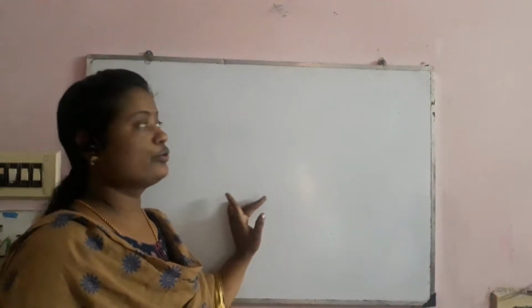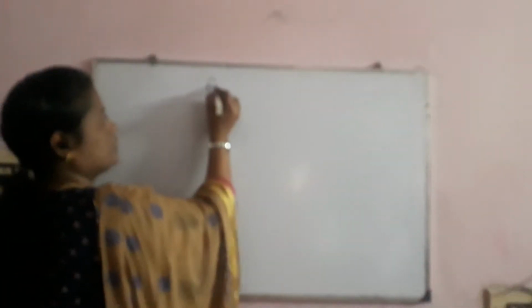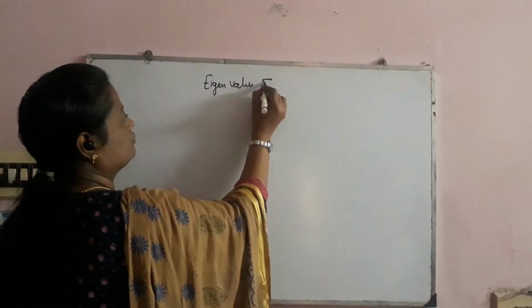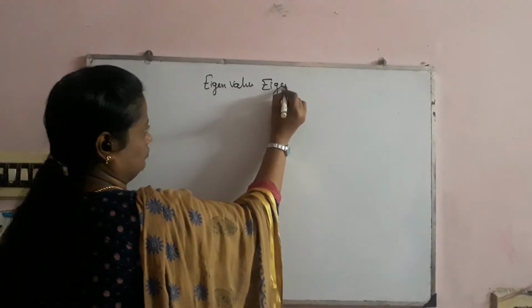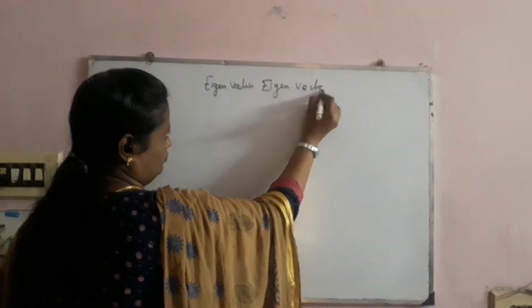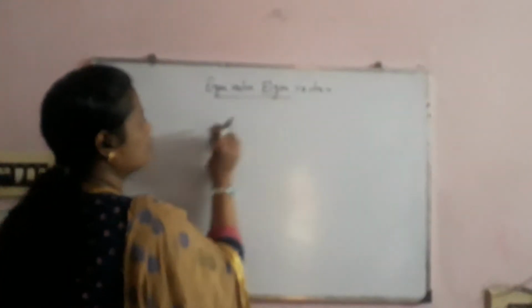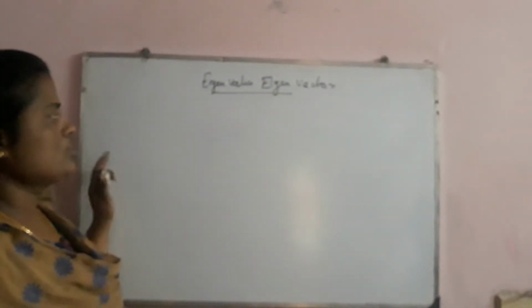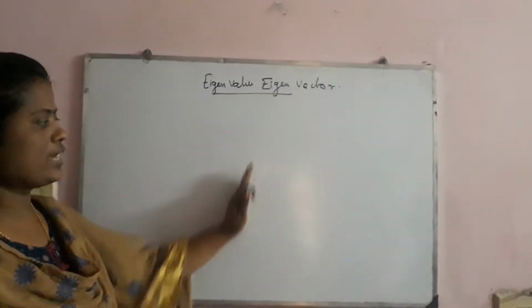In this class, we are going to see eigenvalue and eigenvector. For this, you have to know how to find the characteristic equation. Before that, there are four types.